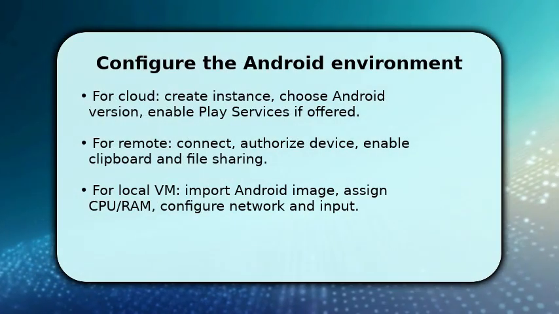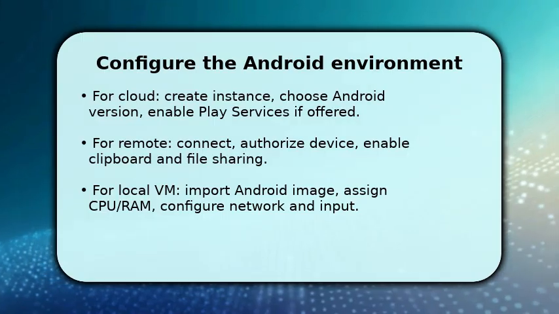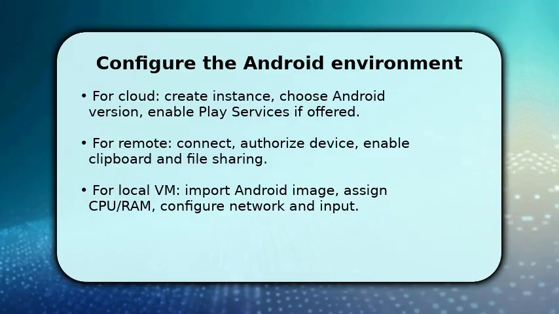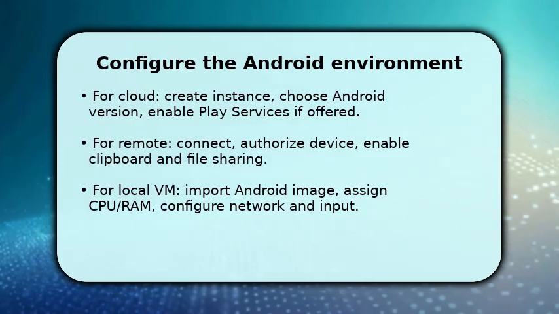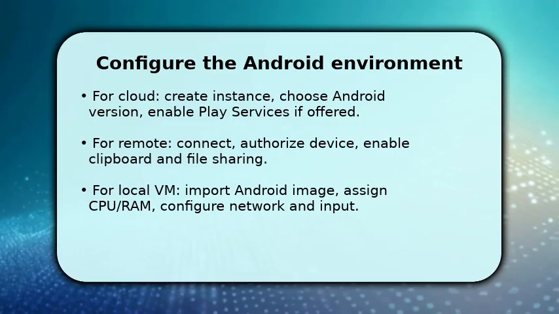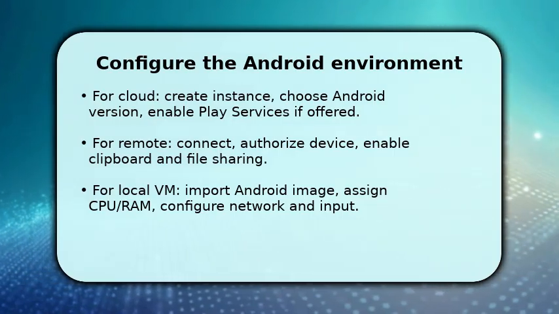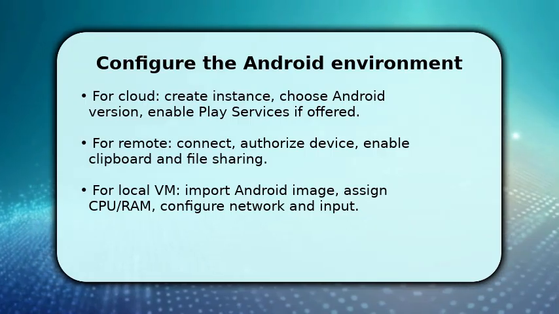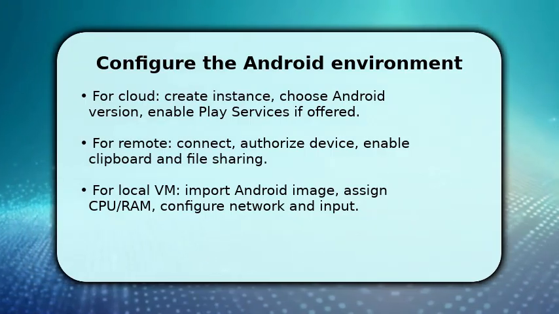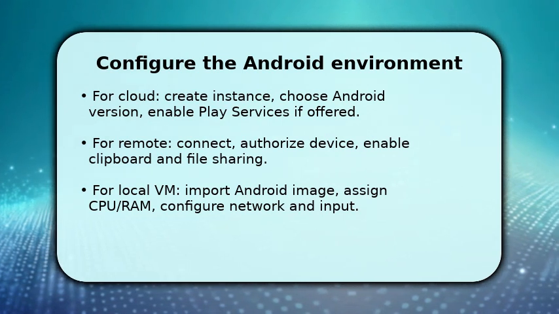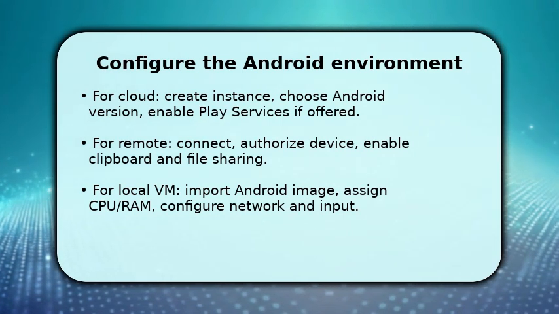For cloud services, create an instance, pick an Android build, and enable Play Services or APK sideloading if available. This saves time. For remote desktop, authorize the host, enable clipboard and file transfer, and note latency limits. For local virtualization, import a compatible Android image, allocate CPU and RAM moderately, and set network to NAT or bridged, then map touch and keyboard input.